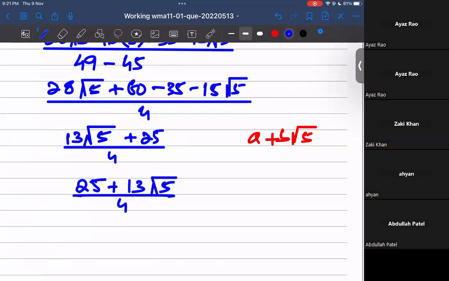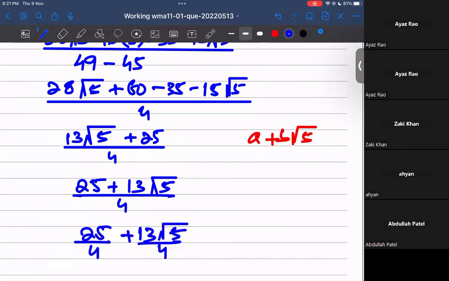अब सर यहां पर रूट 5 वाली टर्म इज सेपरेट टर्म एंड ए इज अ सेपरेट टर्म. यहां पर फ्रैक्शन में सब कंबाइन हुए हुए हैं. लेट्स जस्ट ब्रेक द फ्रैक्शन. 25 upon 4 plus 13 root 5 upon 4. ठीक है ना.